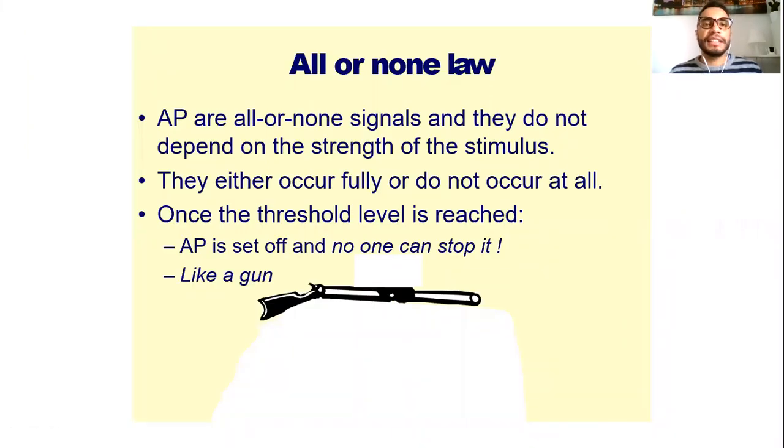The action potentials act according to the all or none law. This law means that action potentials are all or none signals, meaning that they don't depend on the strength of the stimulus. As long as the stimulus overcomes the threshold level, the action potential will be triggered. So they either occur fully or they don't occur at all. If the electrical stimulus doesn't overcome the threshold level, there is no action potential. Once the threshold level is reached, the action potential is set off and no one can stop it. It's like a gun.